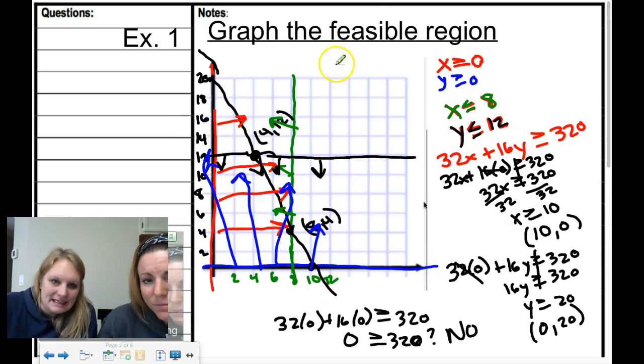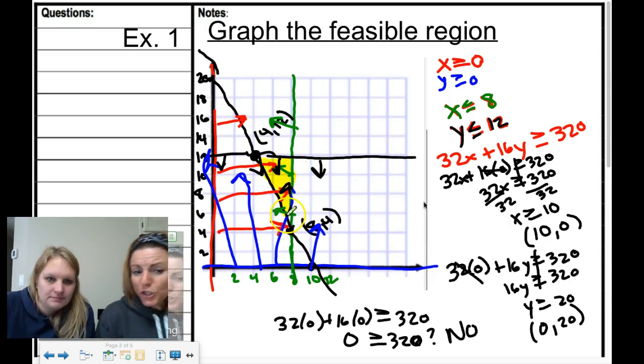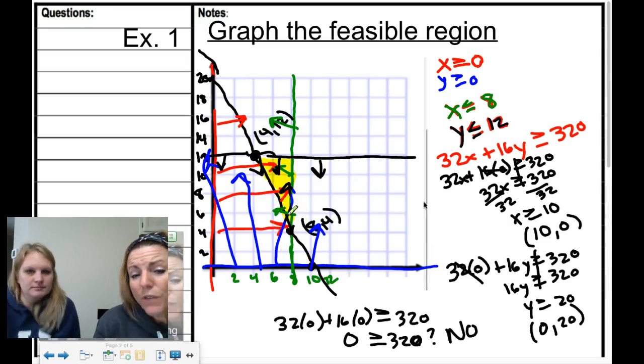I'm going to just highlight now where we're going to be shading. Above it, which is in this green. And I'm just stopping by that green line because I already know I have to shade to the left of the green. So once you get your shading done, that's when you find your vertices.